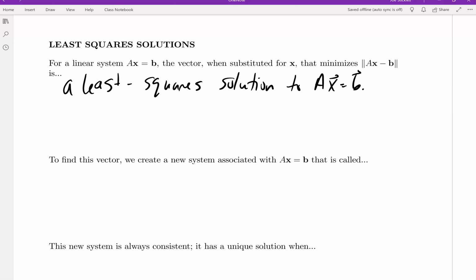So anyway, the idea behind this, of course, is that if we think about this Ax from a graphical perspective, this is basically linear combinations of the columns of A.